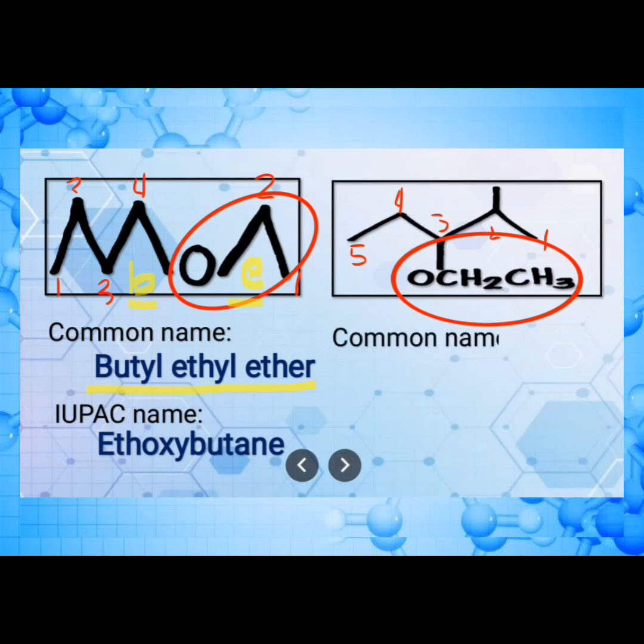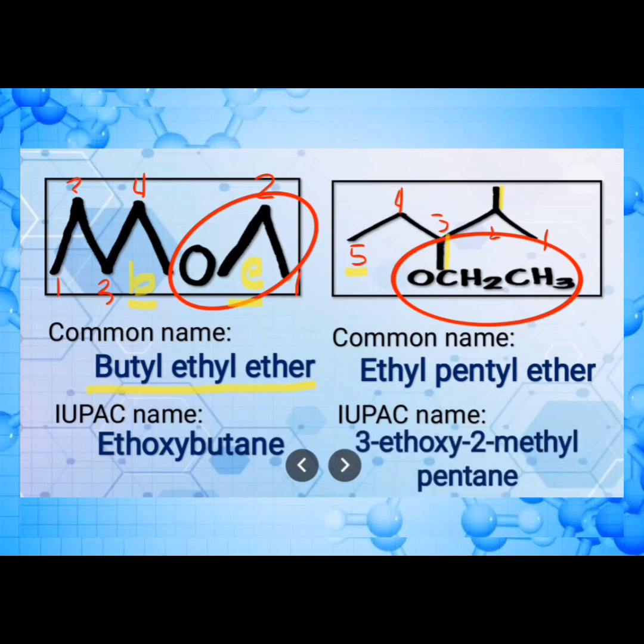So now the common name for this is ethyl pentyl ether. Pentyl refers to the 5, since there are 5 carbons. And for the IUPAC name, it is quite different from the recent example, since we have vertices here and here. So in the IUPAC name, we have to use 3-ethoxy 2-methyl pentane.